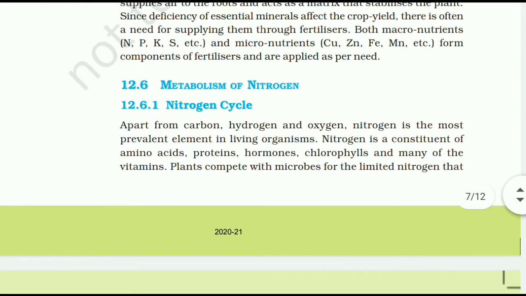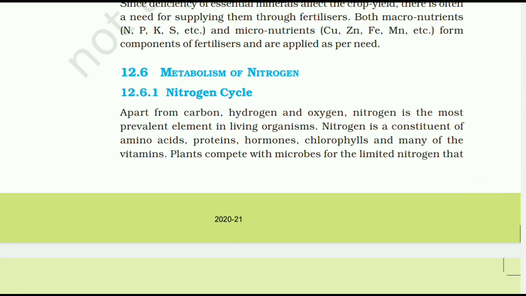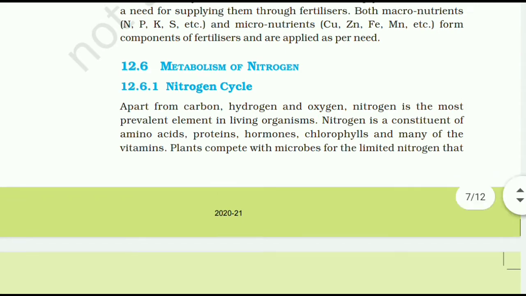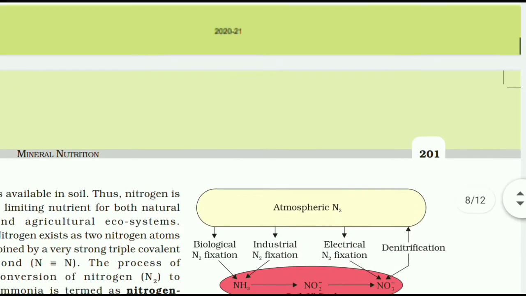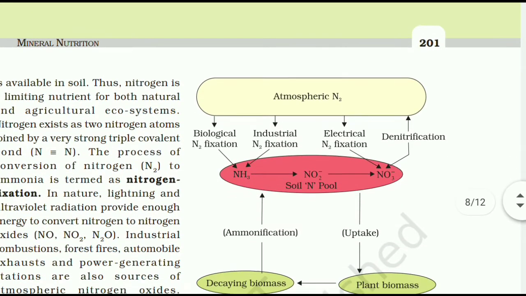12.6 Metabolism of nitrogen. 12.6.1 Nitrogen cycle. Apart from carbon, hydrogen, and oxygen, nitrogen is the most prevalent element in living organisms. Nitrogen is a constituent of amino acids, proteins, hormones, chlorophyll, and many of the vitamins. Plants compete with microbes for the limited nitrogen that is available in the soil. Thus, nitrogen is a limiting nutrient for both natural and agricultural ecosystems.